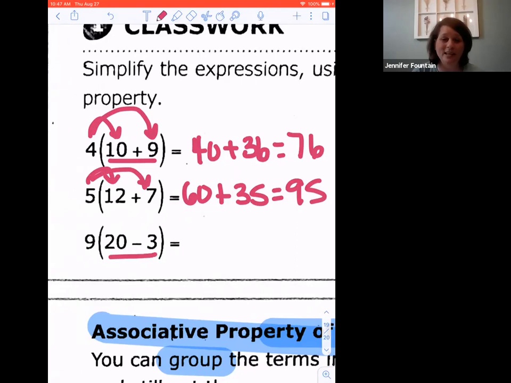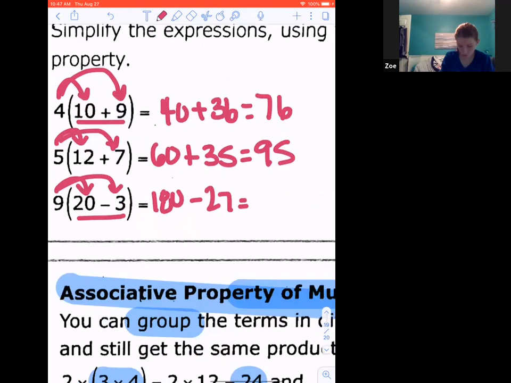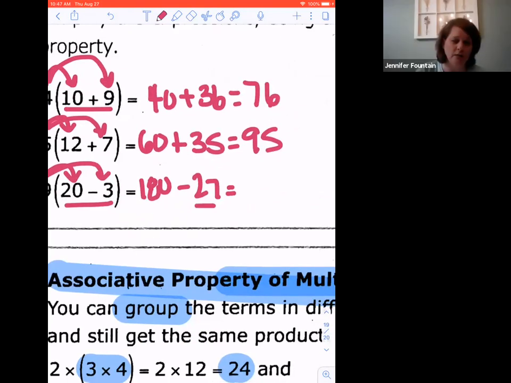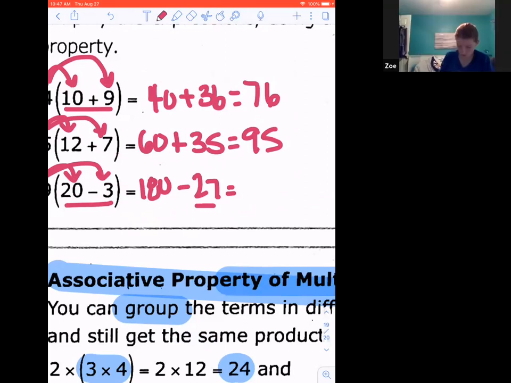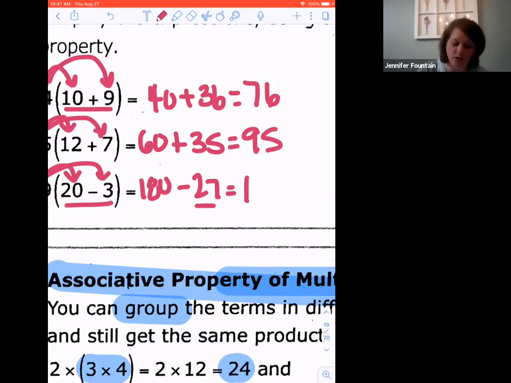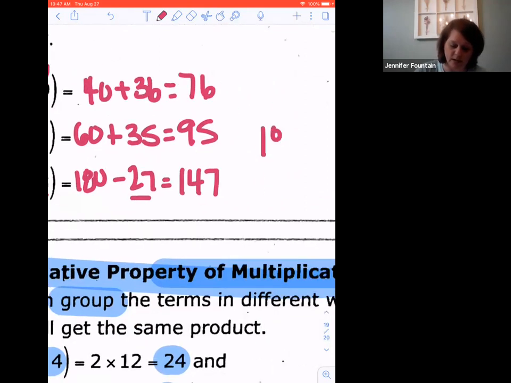20 minus 3 is 17. I don't know 9 times 17, but I know that 9 times 2 is 18. So 9 times 20 would be 180. And 9 times 3 is 27. Still not a real super easy one to do, but if I say 27 is close to 30, so 180 minus 30 would be 150, and then take away 3 more, so I'd be at 147. Or you could always just set it up where you have 180 minus 27.